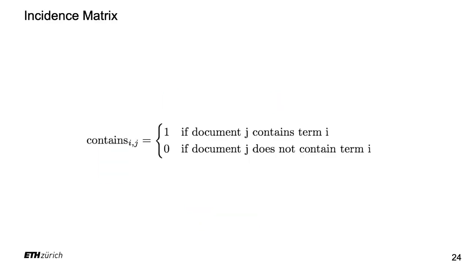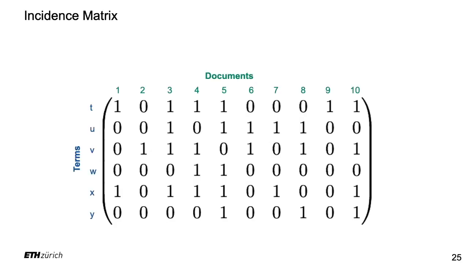You have 2 dimensions. You have a first dimension that are the documents, second dimension the terms. And for every value of i and j, if you consider that i is a term and j is a document, then that matrix entry ij is a 1 if document j contains term i, and it's a 0 if document j does not contain term i. And what you get looks like this. It's a matrix, an incidence matrix.